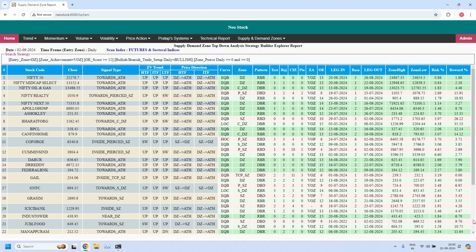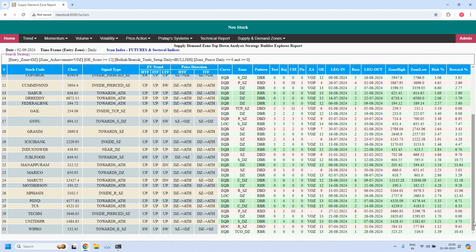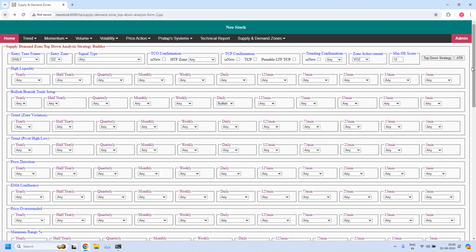So this is the filter list. Let me scroll down. So total 31 stocks are filtered. And these 31 stocks again further we can verify with Zone Confluence. Let us check how many of these 31 stocks are having Zone Confluence with ITF time frame.